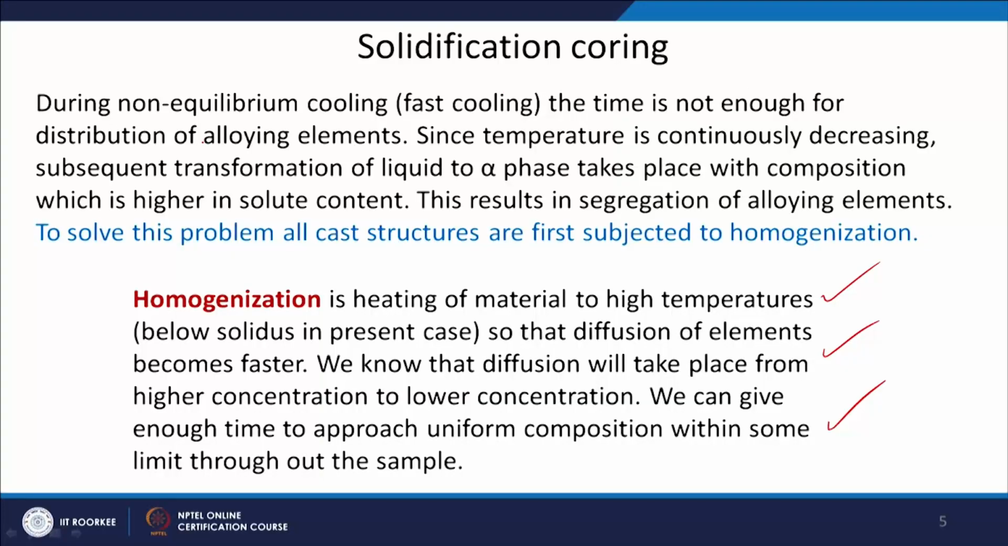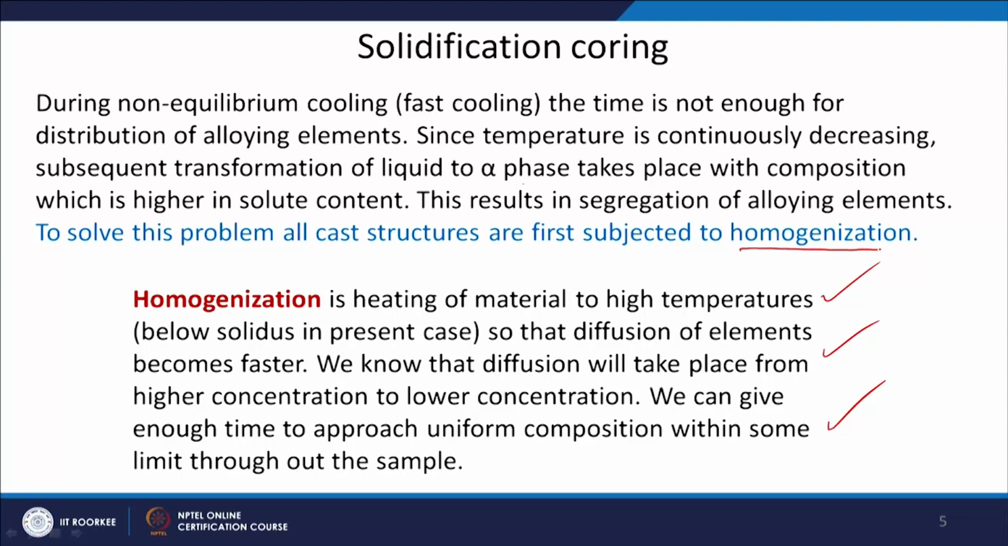First let me introduce you to the term which we call solidification coring. Solidification coring is that during non-equilibrium cooling, that is fast cooling, the time is not enough for distribution of alloying elements. Since temperature is continuously decreasing, subsequent transformation of liquid to alpha phase takes place with composition which is higher in solute content. This results in segregation of alloying elements. So you can understand that there will be a large variation in the solute content, or alloying elements, and that is not a good condition. To solve this problem, all cast structures are first subjected to a process called homogenization.